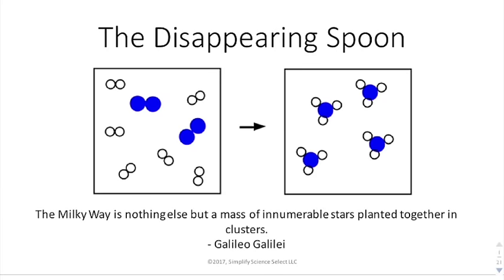Welcome to the third presentation in Unit 2 entitled The Disappearing Spoon. It says the Milky Way is nothing else but a mass of innumerable stars planted together in clusters. And that was a great idea put forth by Galileo Galilei.